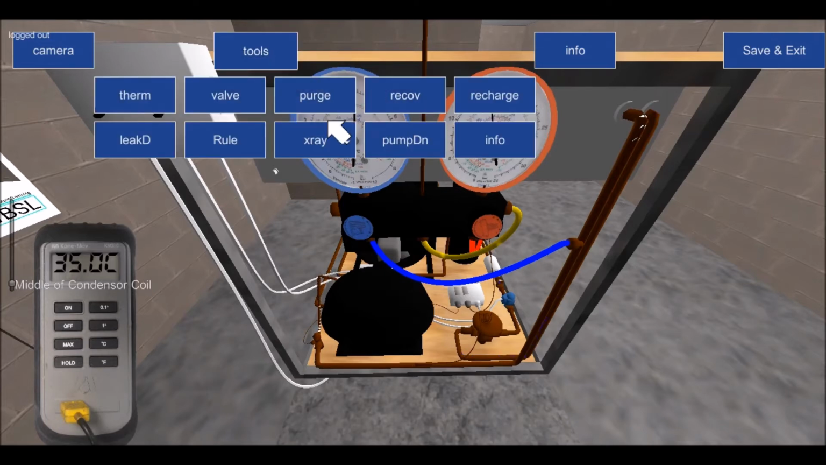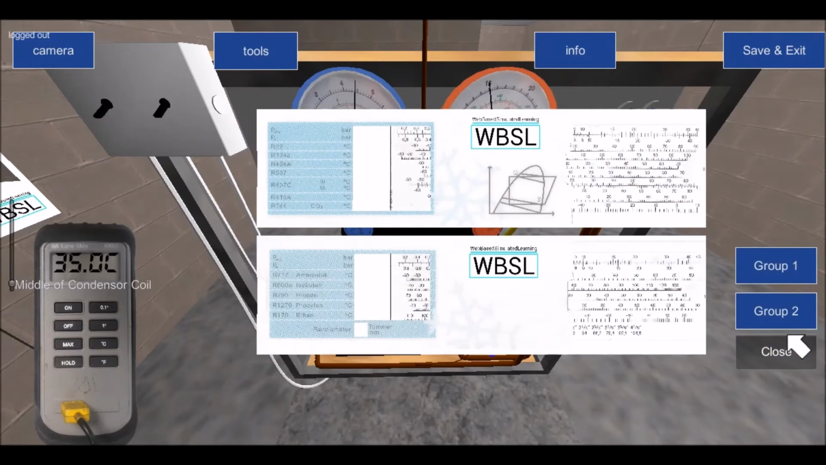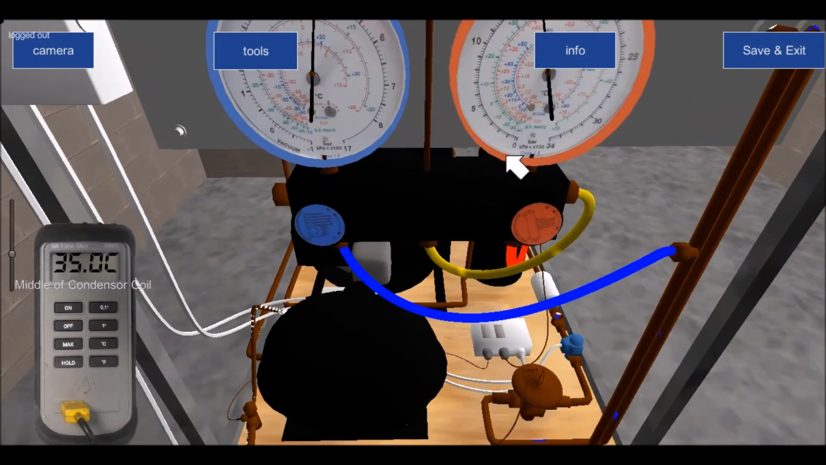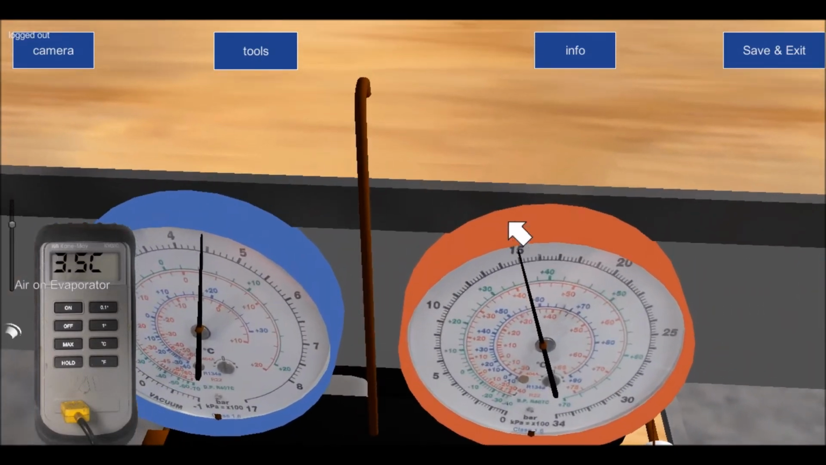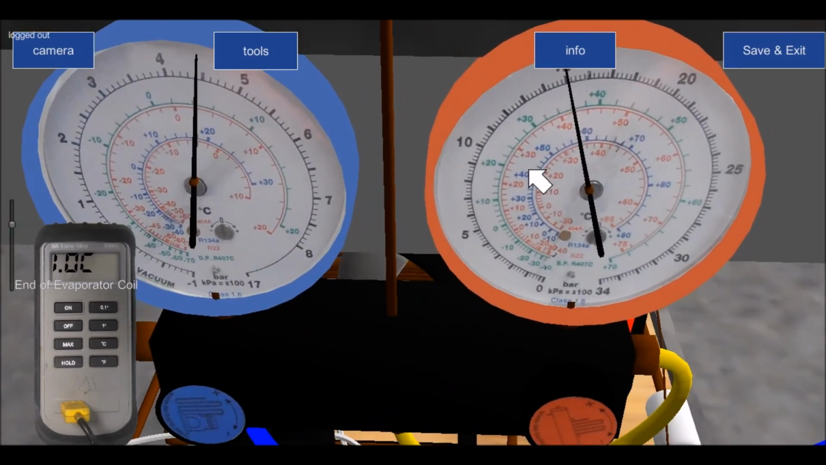Using our gauge manifold, we narrowed it down to 2 refrigerants. We said it was possibly 407C, because that was giving us 36 degrees, or 404A because that was giving us 34 degrees. So we were 1 degree either side of the actual true condensing temperature, which is 35 degrees.